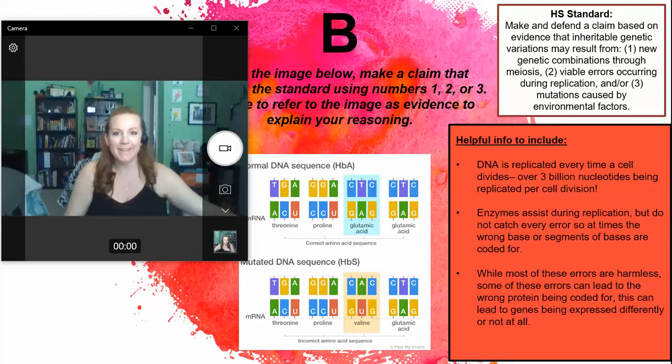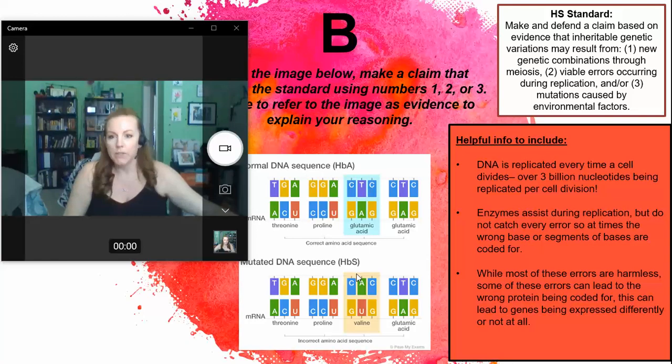Everyone, I'm here to walk you through image B and try to use this evidence to support the claim that inheritable genetic variations may result from one of these three options. So here we have a strand of DNA. We have a normal sequence of DNA in this image, and then down here is a mutated DNA sequence.